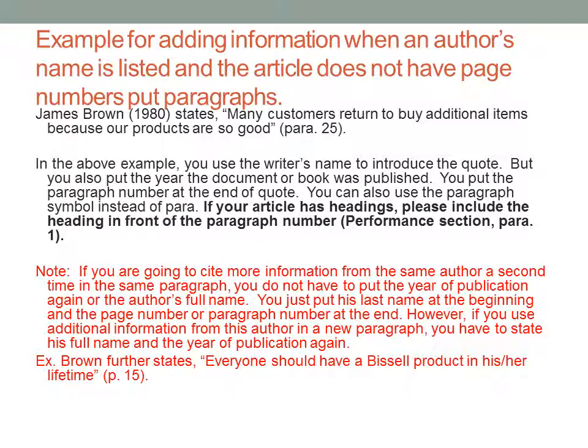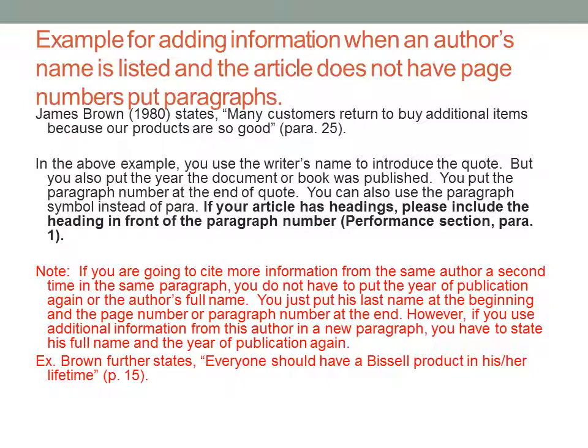All right, in the above example, you use the writer's name to introduce the quote, like you did last time. You put the year that the document was published, like you did the last time. You put the paragraph number at the end of the quote. All right, you can also use the paragraph symbol instead of paragraph. All right, if your article has headings, just like before, you put the heading where you got it from and you put the paragraph number.